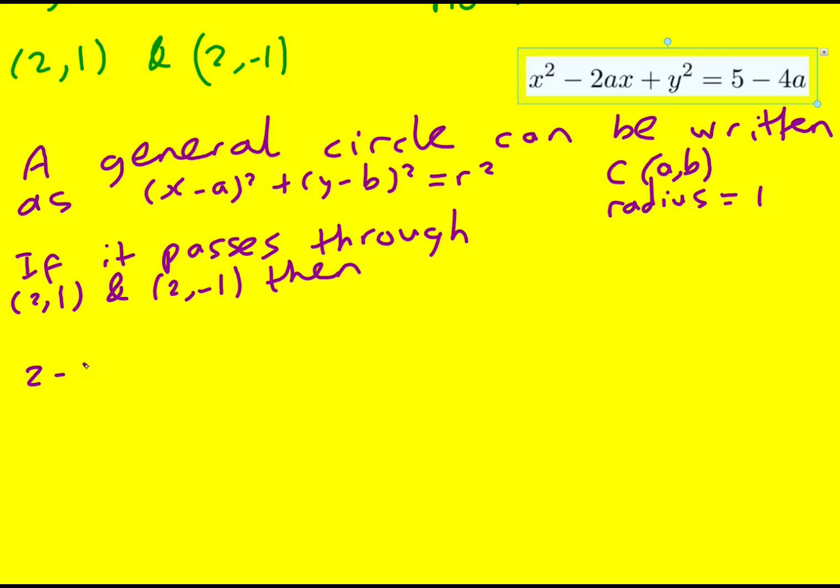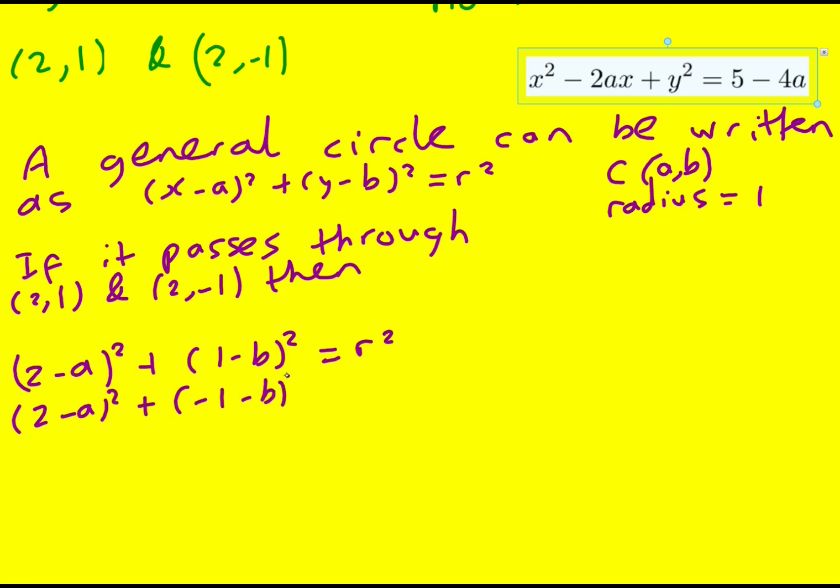We're going to get 2 minus a squared plus 1 minus b squared is equal to r squared, and then 2 minus a squared plus minus 1 minus b squared equals r squared. And I can just set the two equal to one another, the left-hand sides, because they're both equal to r squared. Again, I haven't expanded it. You can expand it if you want.